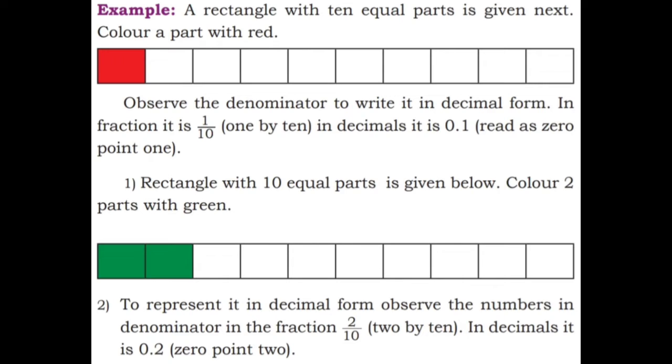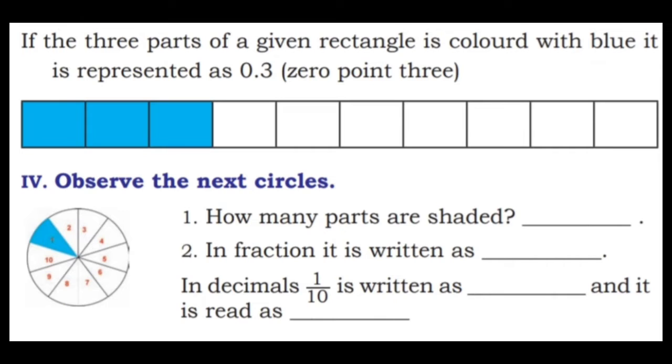A rectangle with 10 equal parts is given below. Color 2 parts with green. To represent it in decimal form, observe the number's denominator in the fraction. 2 by 10. In decimal, it is written as 0.2. If 3 parts of a given rectangle is colored with blue, it is represented as 0.3. If 4 parts are colored, 4 by 10 means 0.4. It should be written this way.